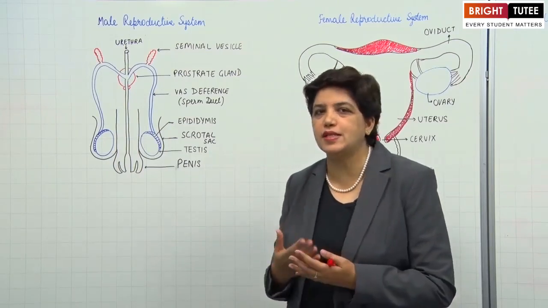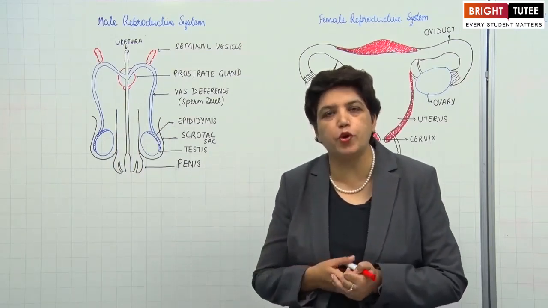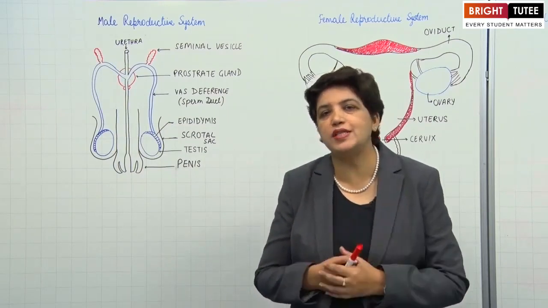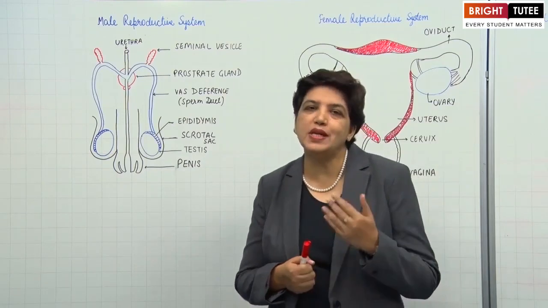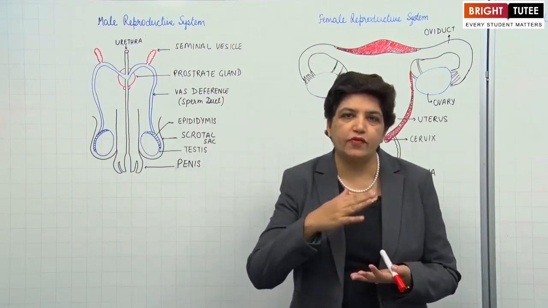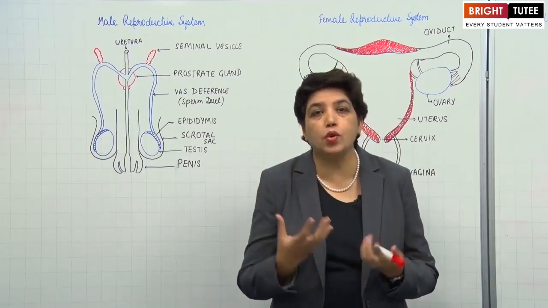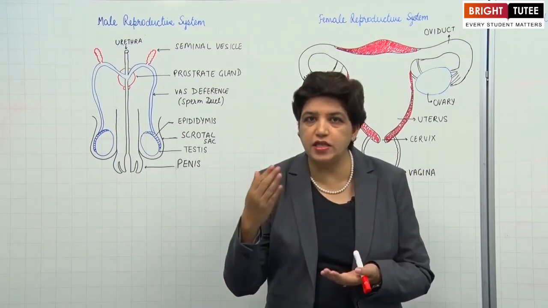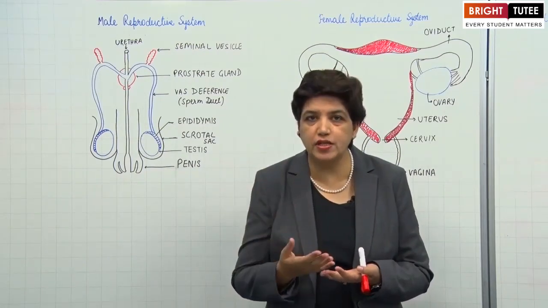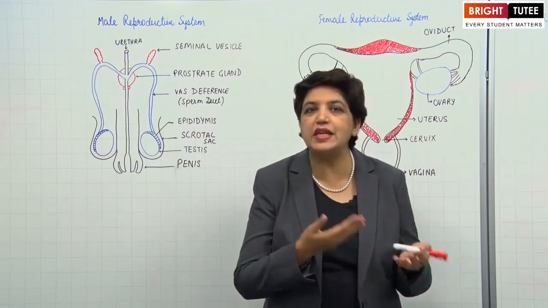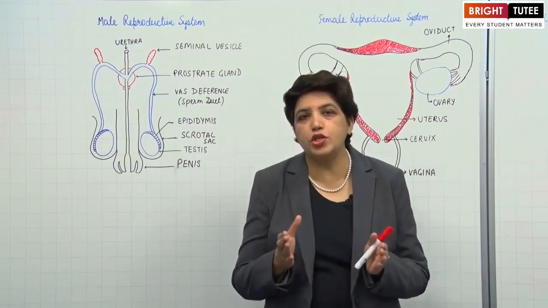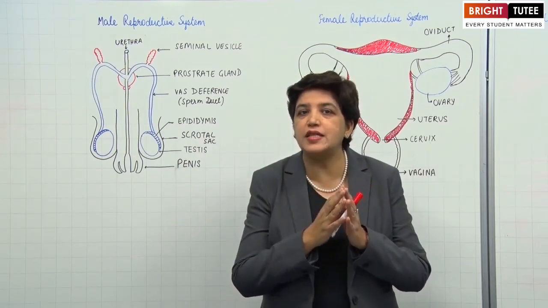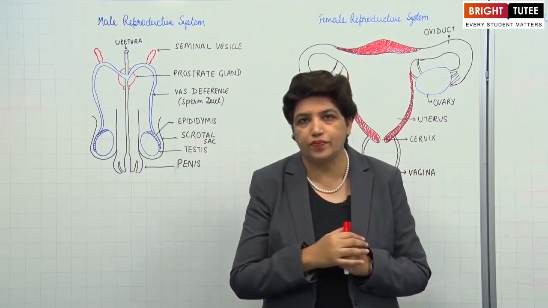Now before we discuss male and female reproductive systems, let me just tell you about adolescence and puberty. You must have noticed as a child, when you grow, the body grows in size. Your height increases, your weight increases, you lose your milk teeth and gain permanent teeth. All these changes can be categorized as changes related to growth.